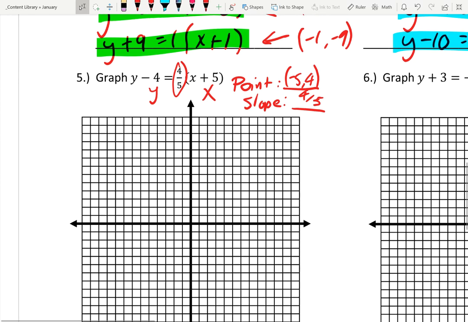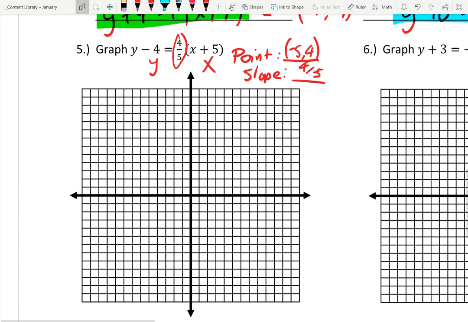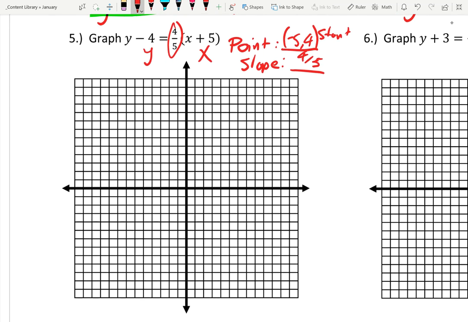So now let's plot our point and let's use our slope and draw our graph. So we're going to first start at our point. So we're going to start at -5, 4, which is, if we zoom in, -5 for x, and then +4 for y is right here. So that's the point, -5, 4. That is my starting point right here.